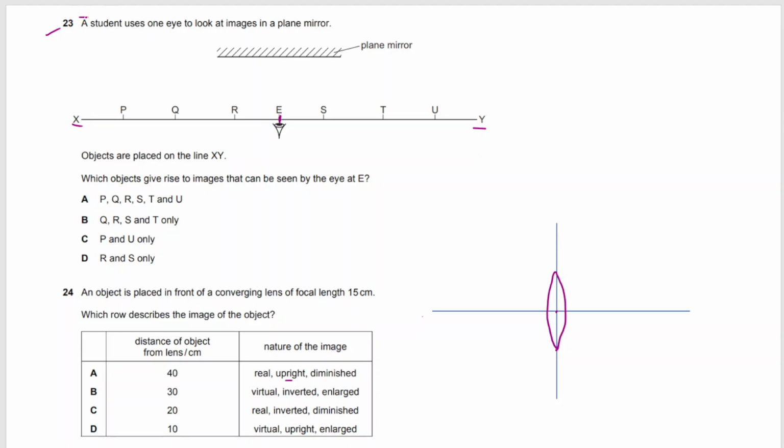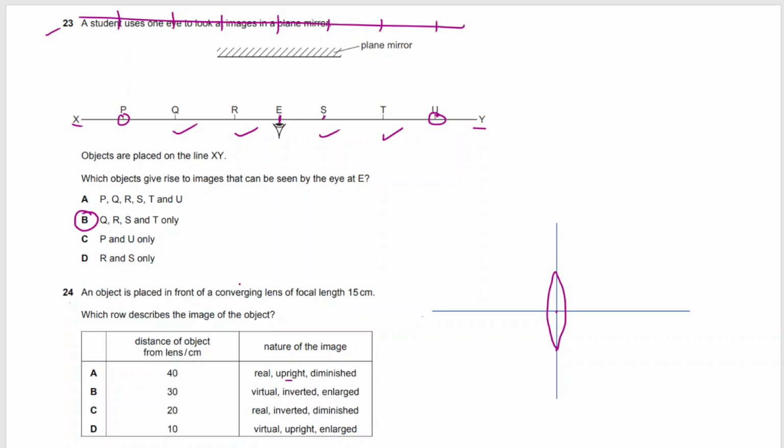So if we draw straight lines and mark these points, this is E, this is R, this is Q and this is P. If we pass a straight line from S, R, Q and T, those will pass through the plane mirror, but the lines from P and U will not pass through the plane mirror. So only these points can be seen from the eye in the plane mirror. So the correct answer is B.